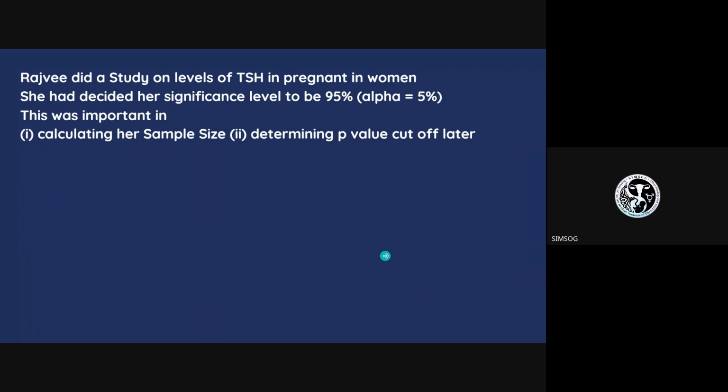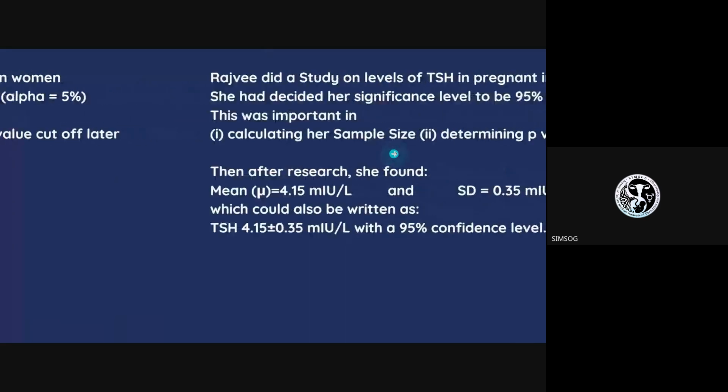So imagine the wonderful Rajvi did a study on the levels of TSH in pregnant women. She had decided her significance level to be 95%, that is, alpha is 5% or 0.05, the cutoff value. This was important in calculating a sample size and determining the p-value cutoff for later, but it has to be decided early on itself. So significance level is decided beforehand, and it is important in calculating sample size and determining p-value cutoff.